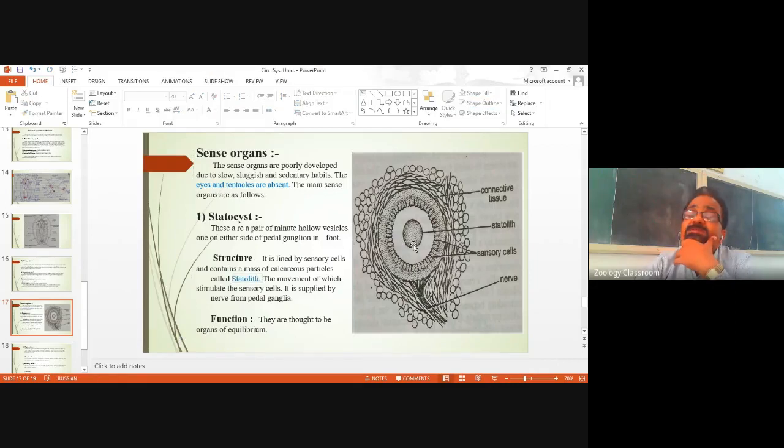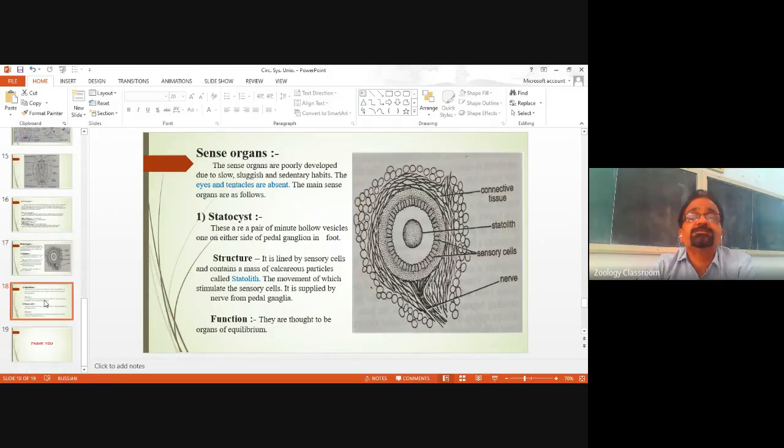Whenever the animal changes its orientation or position, the calcareous particles are moved and stimulated, they leave their place and strike the sensory cells. As the sensory cells are stimulated, the nerve impulse is carried by the statocystic nerve, which is a branch of the pedal nerve, to the pedal ganglia. The pedal ganglia is connected with the cerebropleural ganglia. In this way, the message is taken to correct the position.